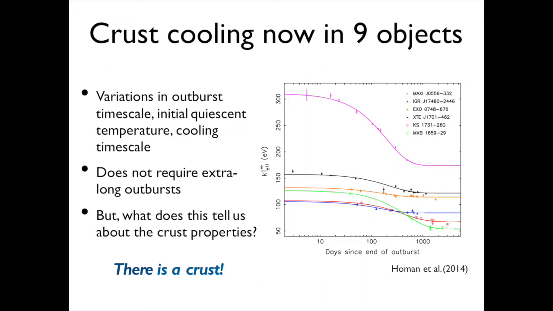But this gives us a beautiful set of data that we can start testing models for the crust with, right? And ask what sort of properties we require of the crust to be able to reproduce the cooling that we see in these objects. So what does it tell us about crust properties? Well, first it tells us that there is a crust, right? There must be something there that gets heated up and then cools down for us to see this. And so it actually nicely shows us that the crust is there in these objects.